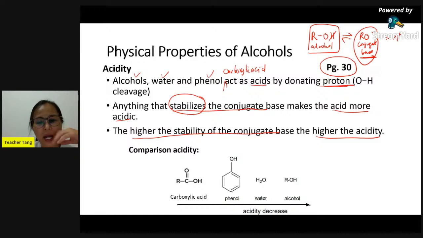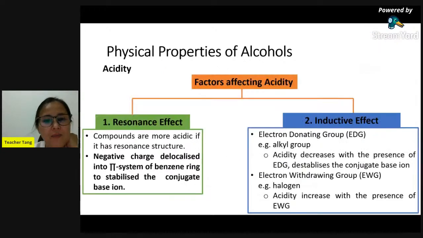Basically, between carboxylic acid, phenol, water, and alcohol, carboxylic acid is the most acidic, followed by phenol, followed by water, and the aliphatic alcohol. This is aliphatic alcohol, and it is the least acidic. So why? We are going to look at the explanations in detail.